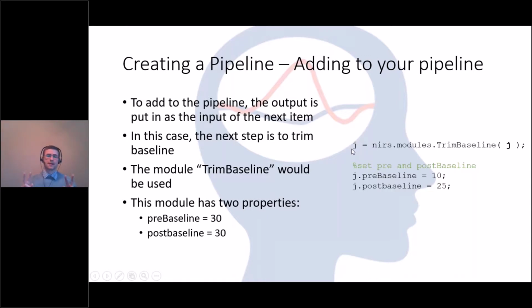So now I have two steps. I have my current step, and I have what's called a previous job as my first step. And this one actually happens to have two properties as well. One is called pre-baseline, one is called post-baseline. Their default values happen to be 30. I did nothing for that. That just happens to be how the Toolbox has created it. And let's say I want to change those to 10 and 25 seconds. I would make these lines of code, and that would update it.